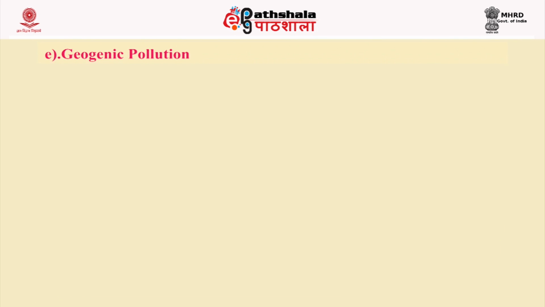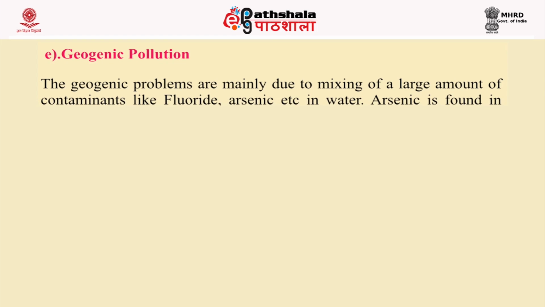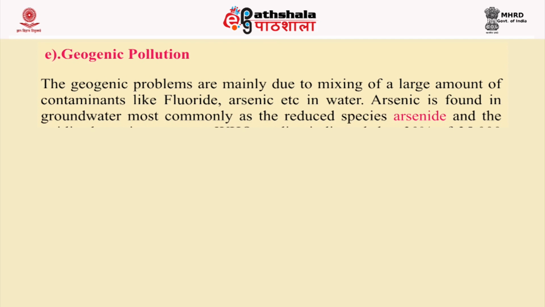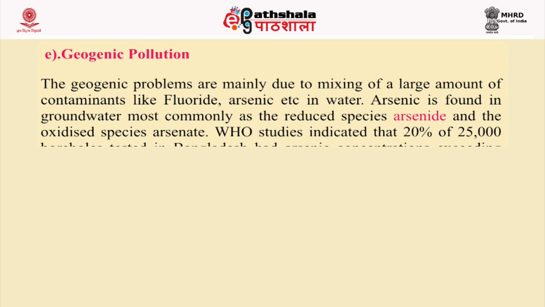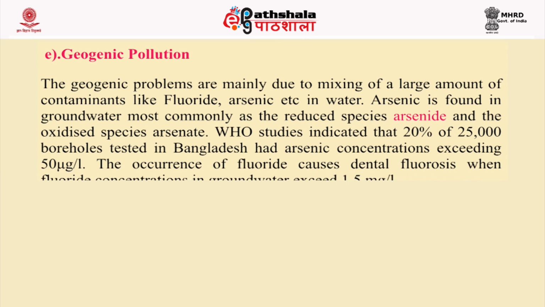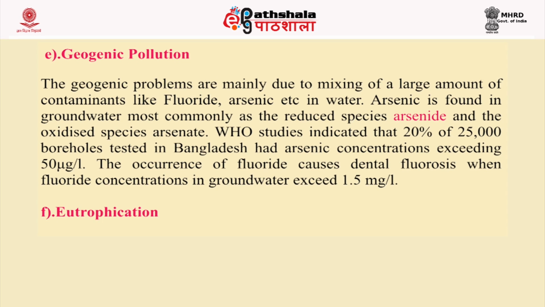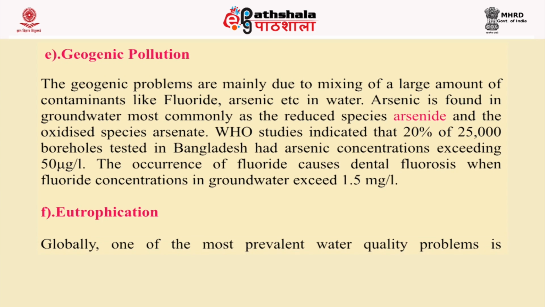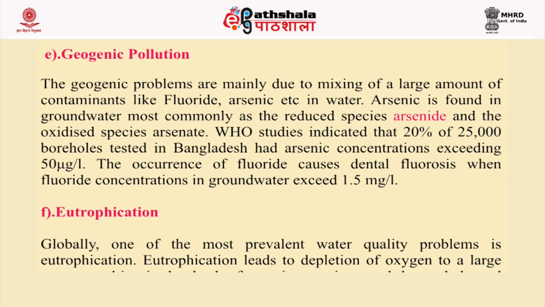Fifth factor is geogenic pollution. The geogenic problems are mainly due to mixing of a large amount of contaminants like fluoride, arsenic, etc. in water. Arsenic is found in groundwater most commonly as the reduced species arsenite and the oxidized species as arsenate. WHO studies indicated that 20% of 25,000 boreholes tested in Bangladesh had arsenic concentrations exceeding 50 microgram per liter. The occurrence of fluoride causes dental fluorosis when fluoride concentration in groundwater exceeds 1.5 milligram per liter.